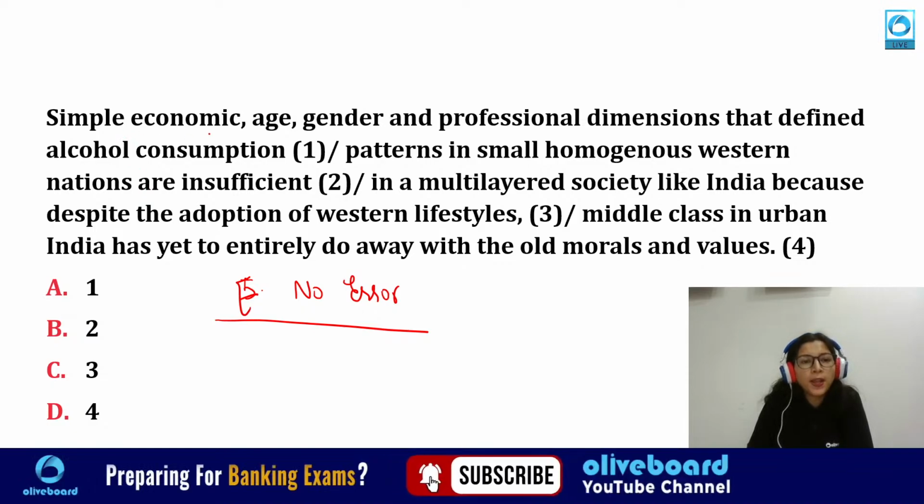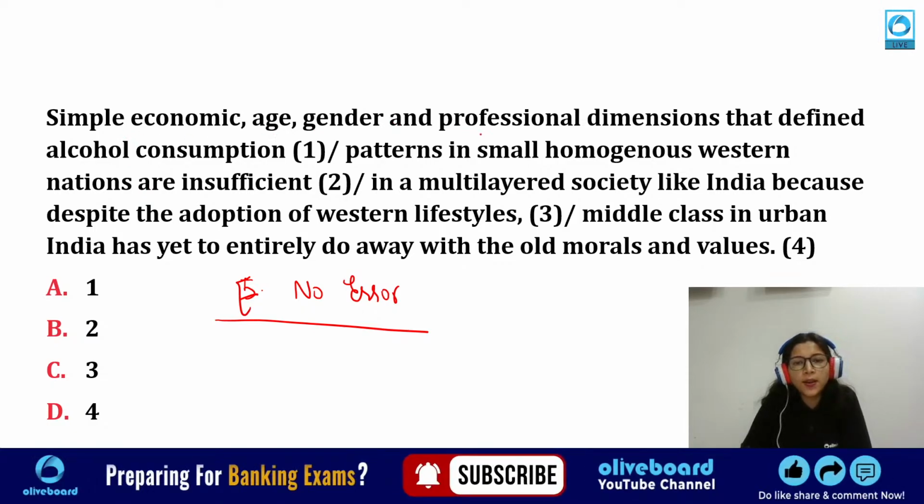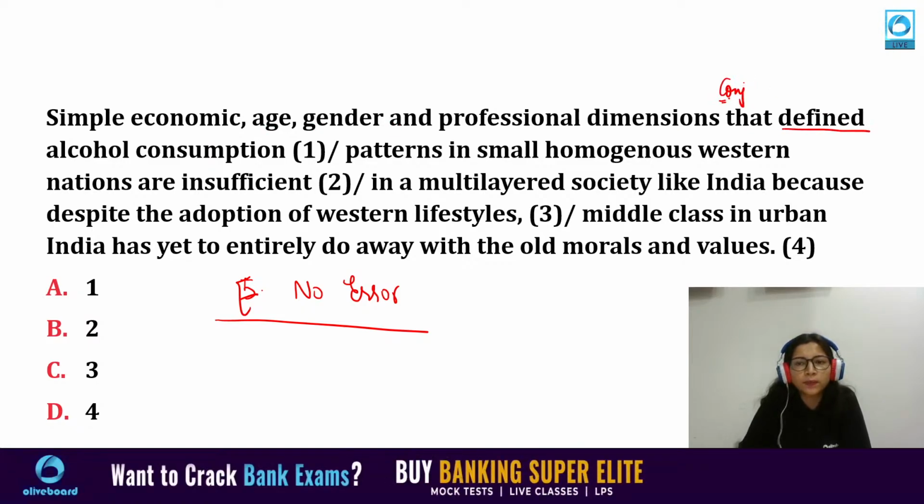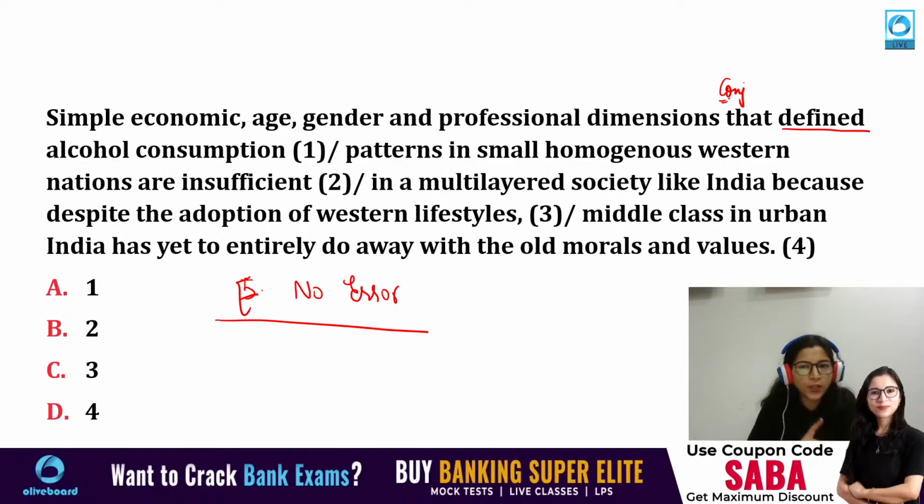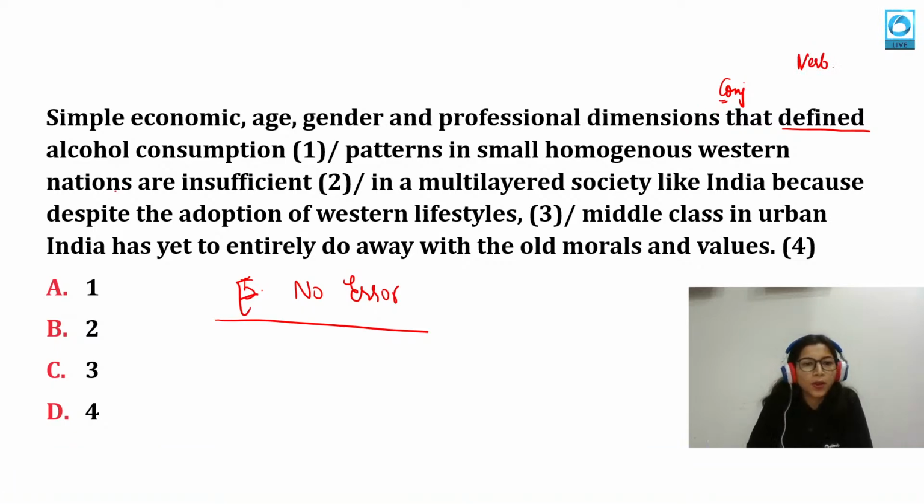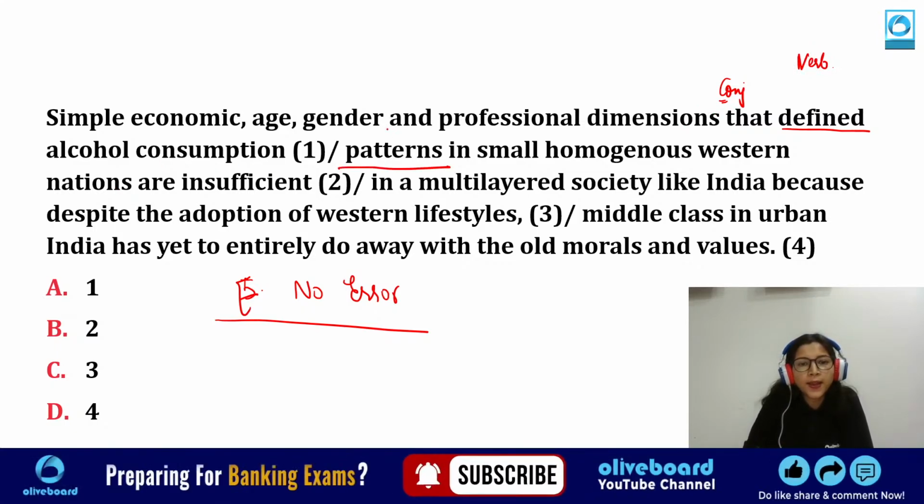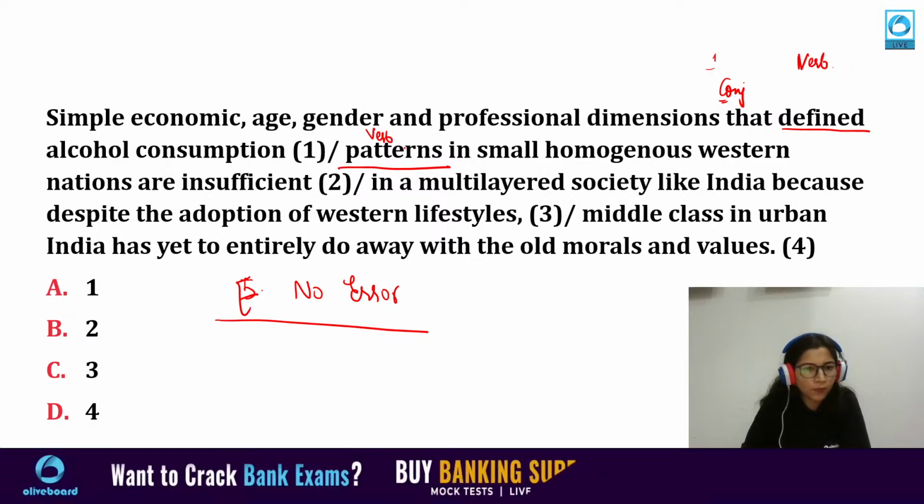Simple economic, age, gender, and professional dimensions that defined. This is the verb. That is what? It is a conjunction. That is the first conjunction and defined is the verb. That defines alcohol consumption patterns. Patterns is again a verb. That one conjunction, two verbs, two finite verbs we got. Okay? Yes, next.